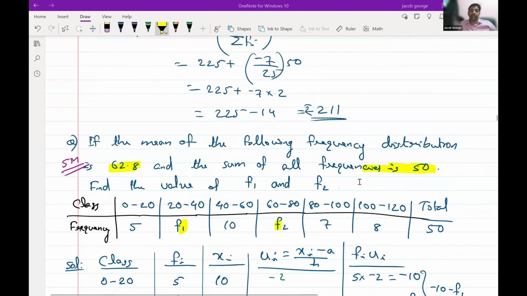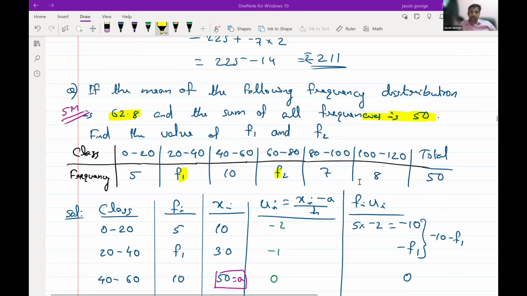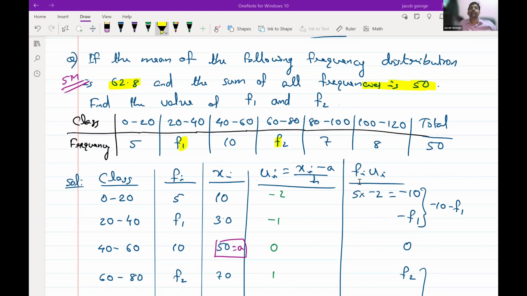Okay. Now another important 5-marker question, 2 missing frequencies. For 2 missing frequencies, you can apply the direct method or the step deviation method. Here I have done it by the step deviation method. In a 2 missing frequency question, the mean will be given and the total frequency will be given. For board examination also, it is a very, very important type, the 2 missing frequency question.